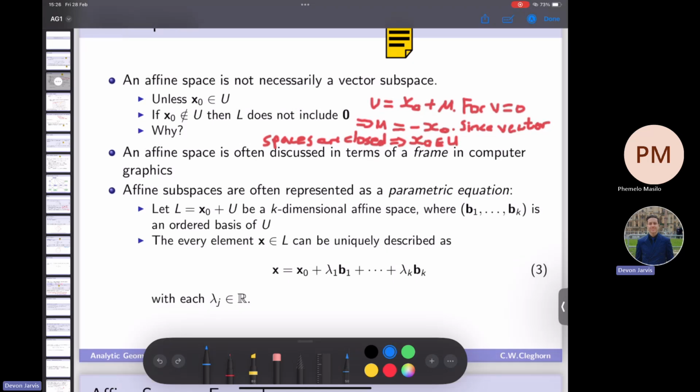So an affine space is often discussed in terms of a frame in a computer. We made that example last week where a lot of these transformations get used in graphics, particularly because the character in a game often defines the basis and the world is in the coordinate space. So if my character rotates to the right, the transformation changes in the opposite way from my coordinates. It's as if my world moved to the left.